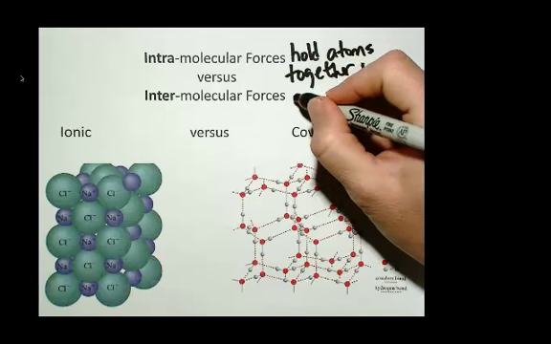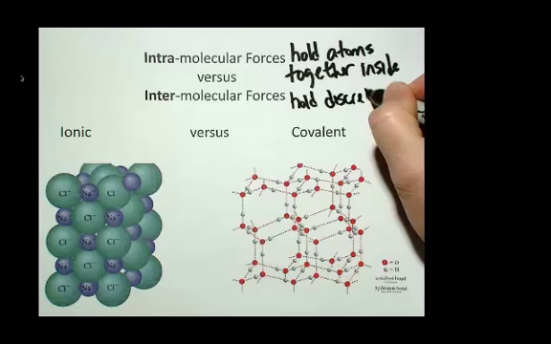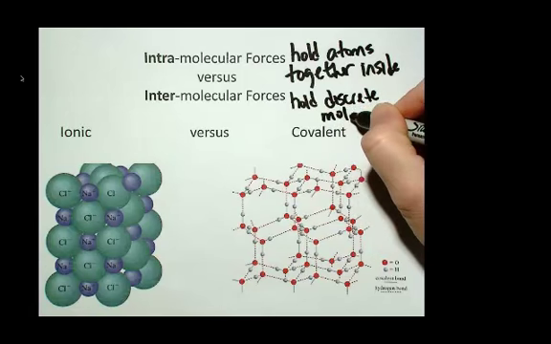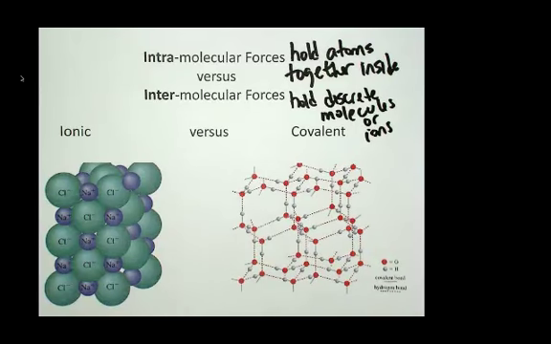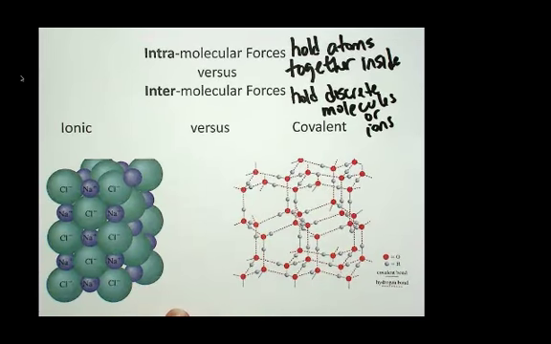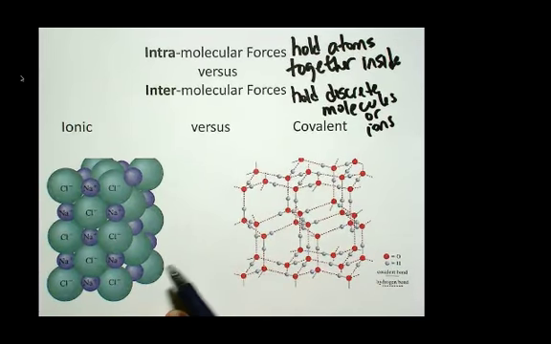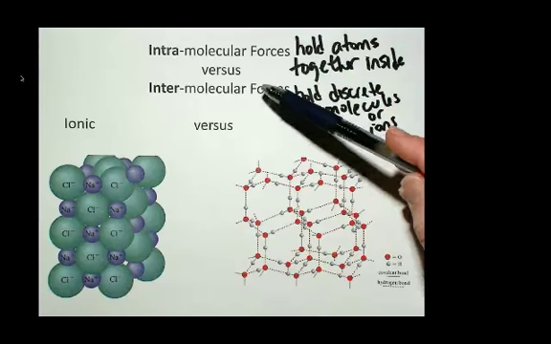Okay, so those are the forces holding discrete molecules or ions together in a condensed phase, as a solid or a liquid. That's what condensed phase means. And so we have to be really careful when we look at an ionic compound versus a covalent compound to keep the difference between, are we talking about intra or inter?